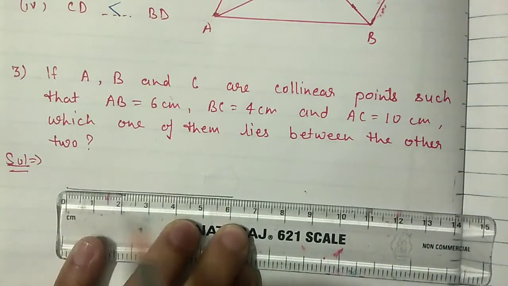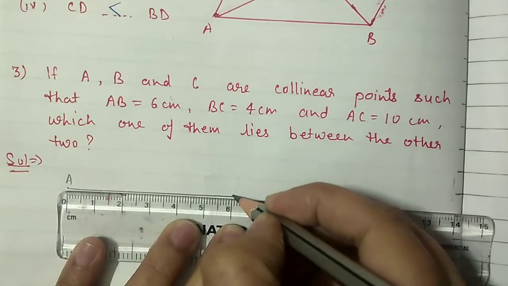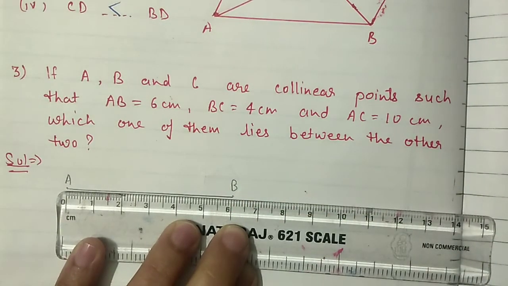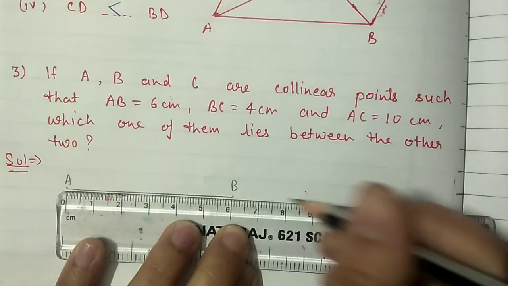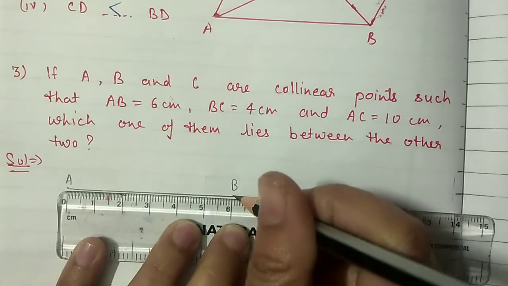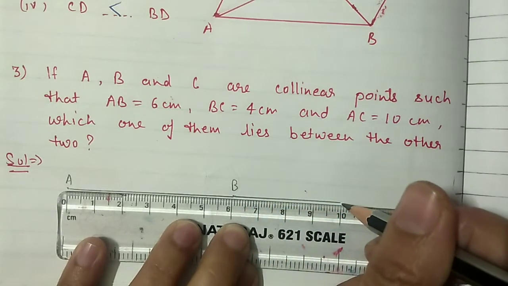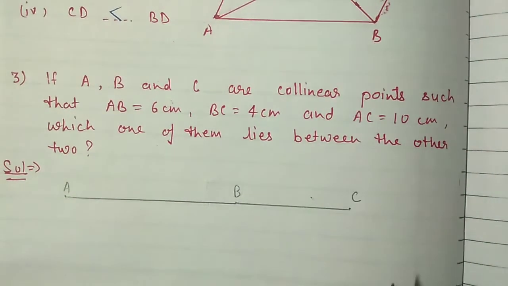This point is A and this is B. Now after AB, the next line is BC. BC is 4 cm, so from B only we have to start the next 4 cm. After B, 4 cm more we have to draw. So 1, 2, 3 and 4. So till here. This is point C.